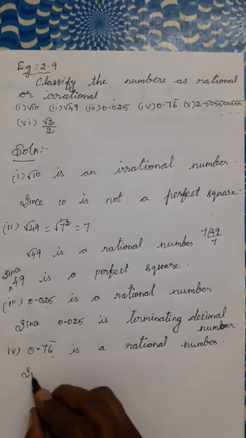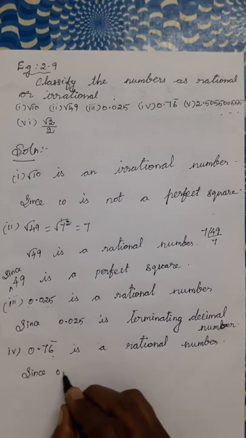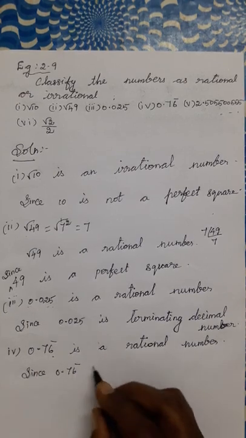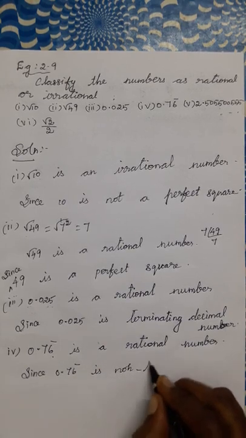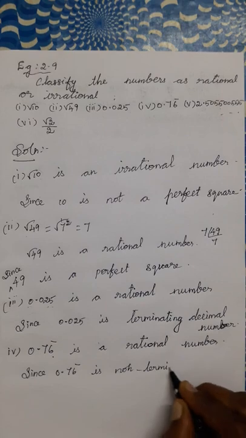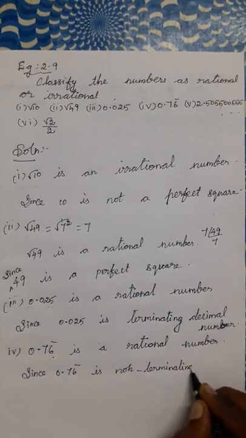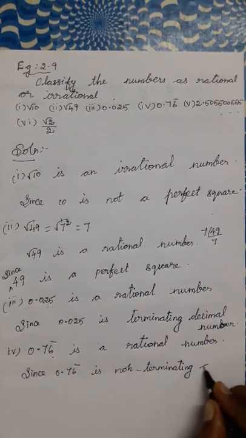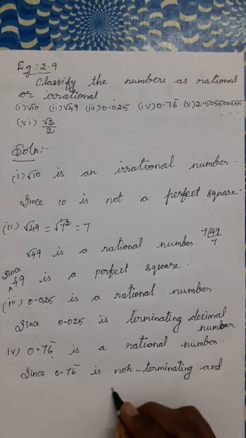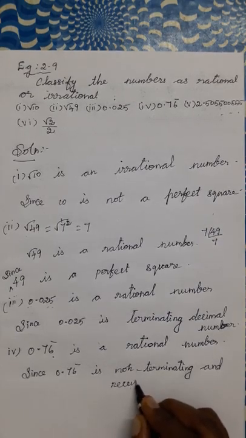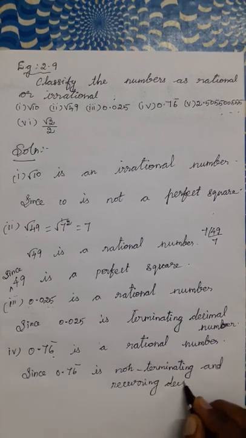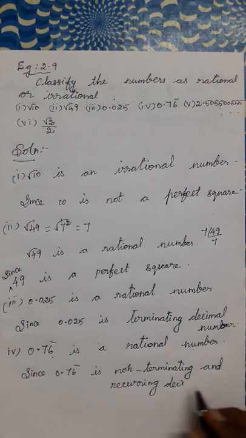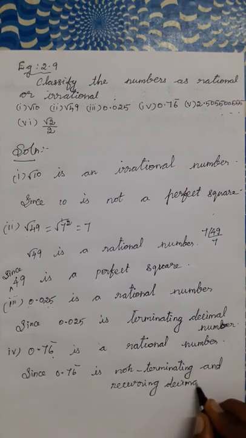Say the reason. Since 0.76 bar is a non-terminating and recurring decimal number.